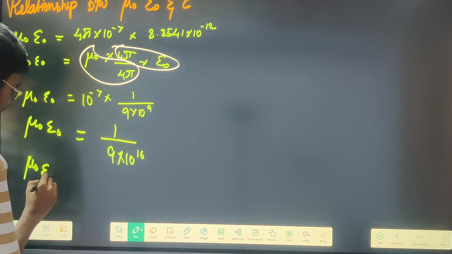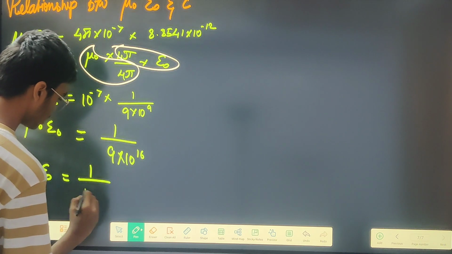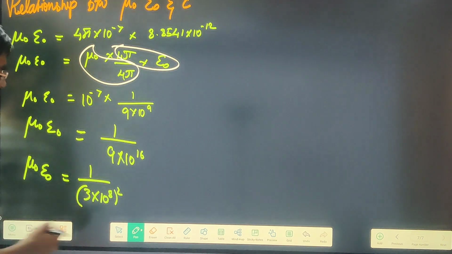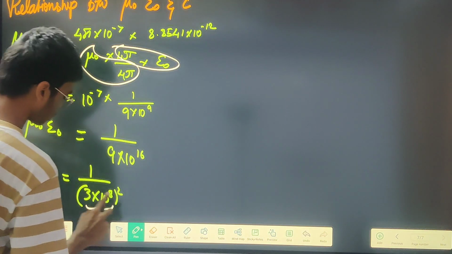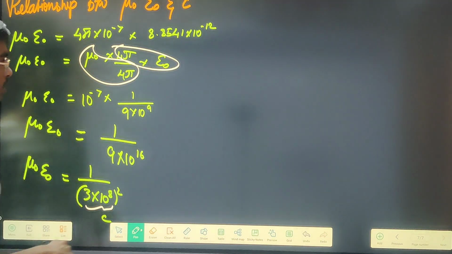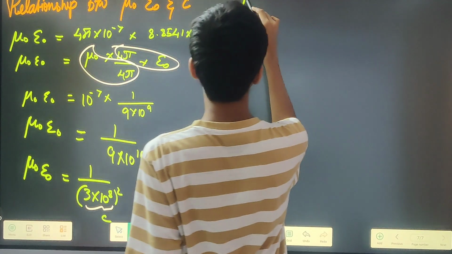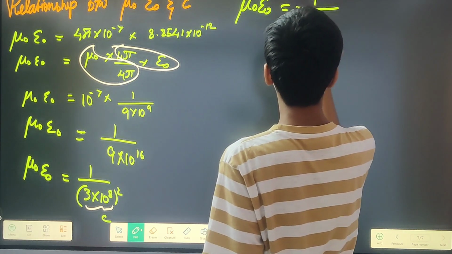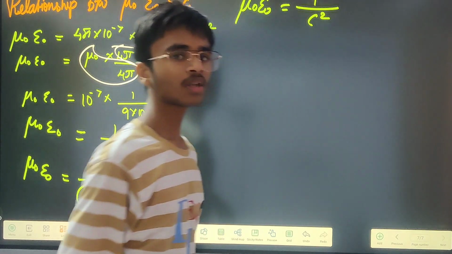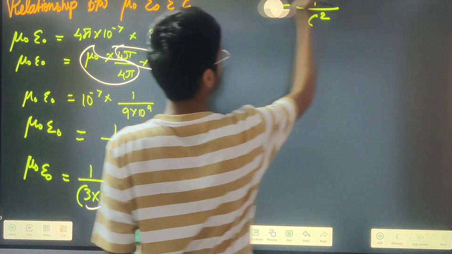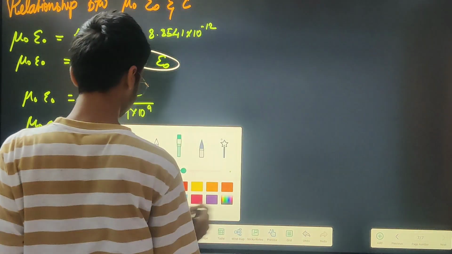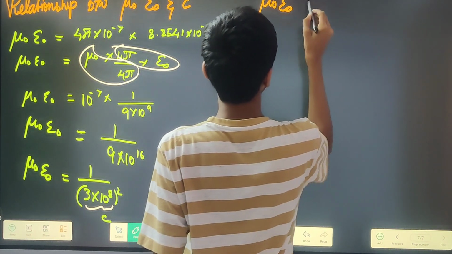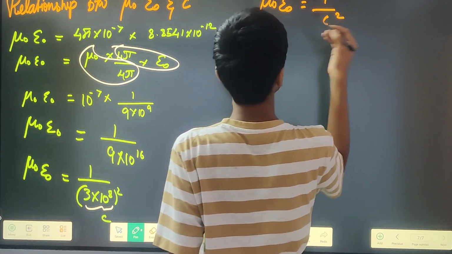So mu naught into epsilon naught is equal to 1 by 3 into 10 to the power of 8, the whole square. This value is what is known as c, and mu naught epsilon naught is equal to 1 by c square. So this is the relation: mu naught epsilon naught is equal to 1 by c square.